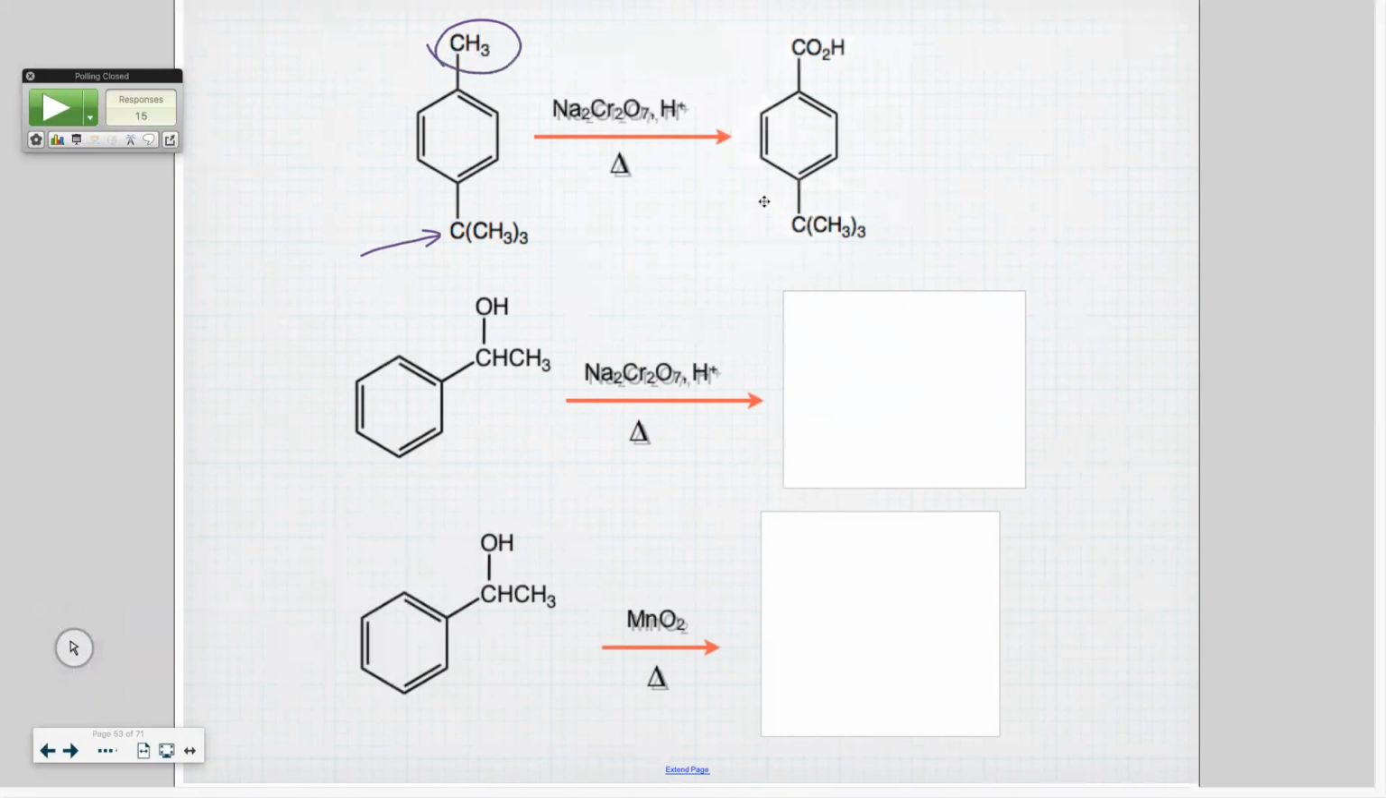Do you remember when we did chromium oxidations of alcohols to ketones? Guess what happens on this one? We don't get a ketone, because we have a carbon that's benzylic. So what are we going to get? A CO2H up there.